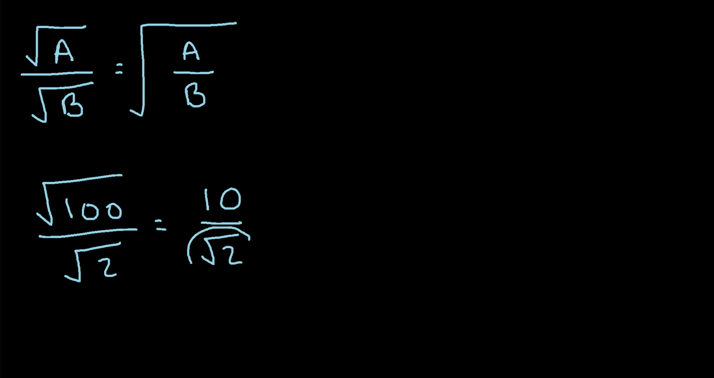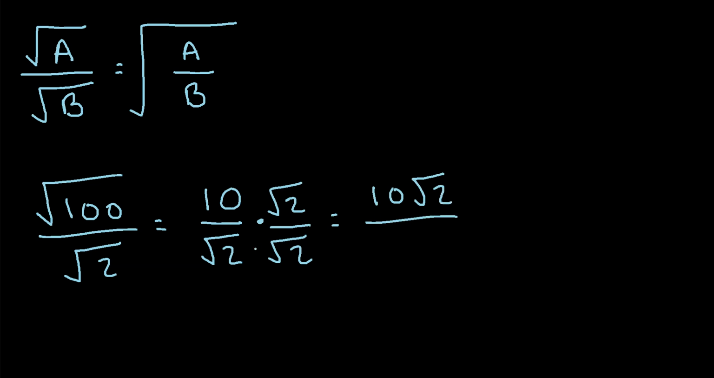And now remember, we like to rationalize the denominator, so get rid of this radical sign. So we can multiply the numerator and denominator by the square root of 2. So we get 10 root 2 over the square root of 2 times the square root of 2, which is just 2. And now from here, 10 divided by 2, that's just 5. So we could write 5 root 2 as our final answer. All right, let's try this example.